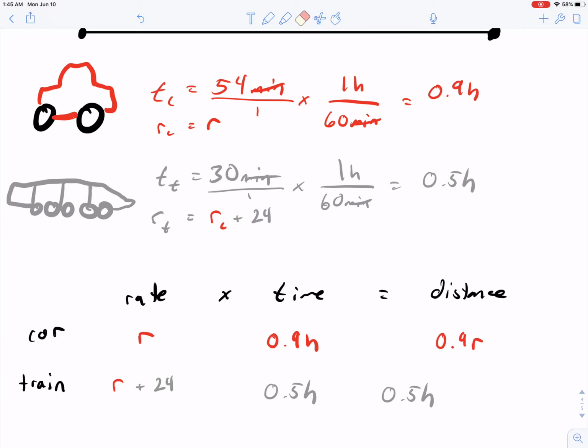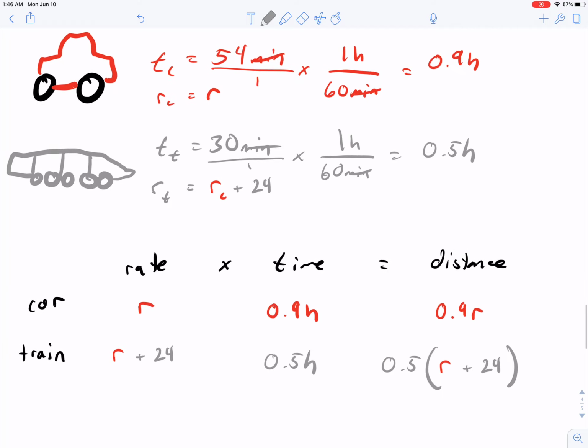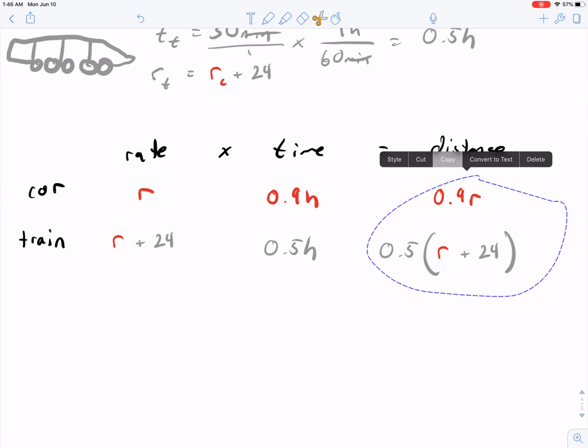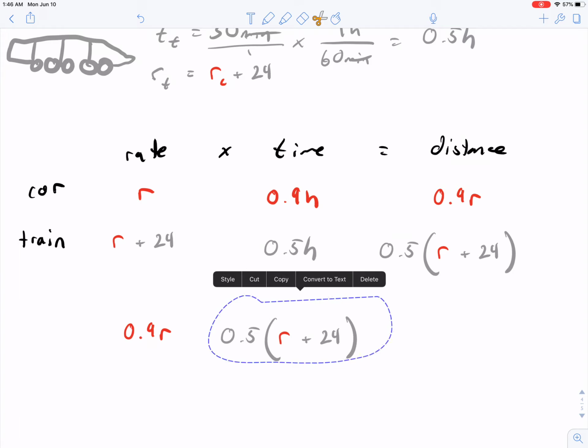half of the rate. Let's copy this. And like this, right? So that you see on the bottom the distance traveled by the train. The question states, assume that the train travels the same distance as the car. So that means the distance the car travels is equal to the distance the train travels. So then basically we want to do, let's copy, paste. So this is equal to that.